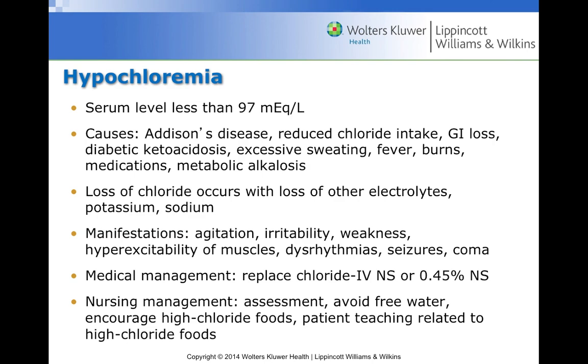The last imbalance that we will discuss is chloride. This is a major anion of the ECF and is found more in the interstitial and lymph fluid compartments than in the blood. It is also contained in the gastric and pancreatic juices, sweat, bile, and saliva. Looking at hypochloremia, this is when your chloride is below 97, noting that your normal levels are between 97 and 107.